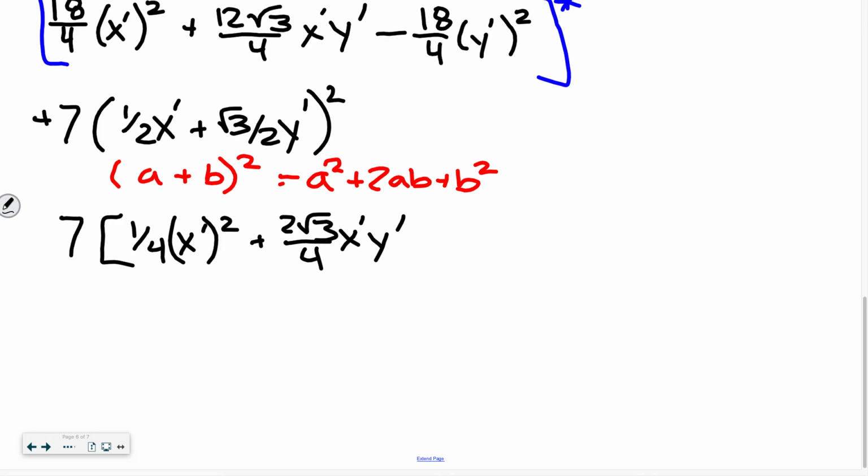And then do my b squared. So if I do square root 3 over 2 times square root 3 over 2, that's going to be plus 3 over 4 y prime squared. So if you're familiar with that pattern and you would like to use that pattern for any of those groups that are squared, go for it. If it's a minus, then the middle term should be negative instead of plus.